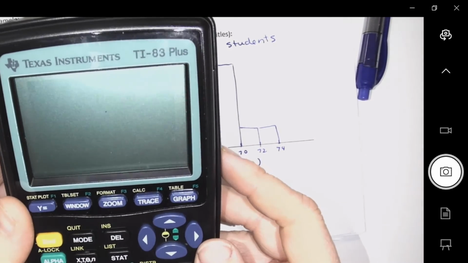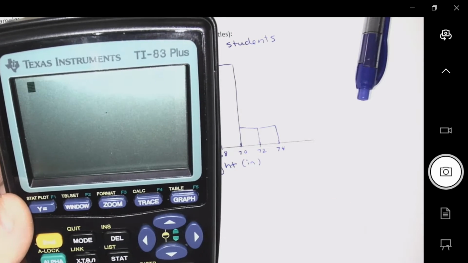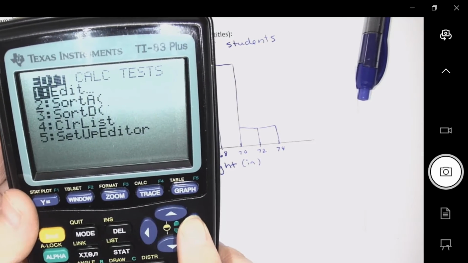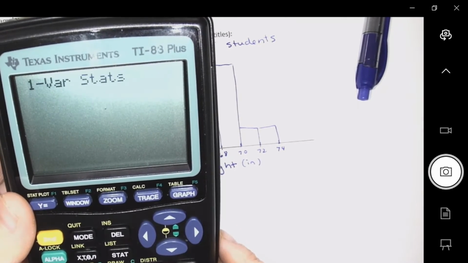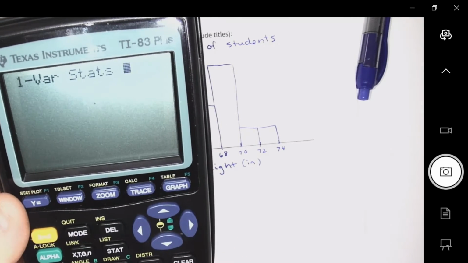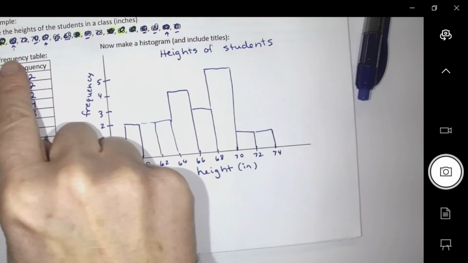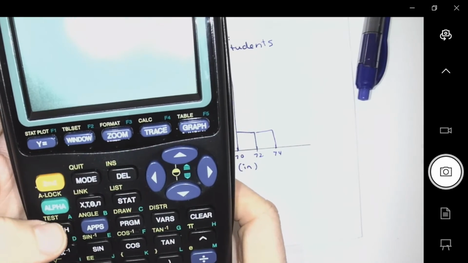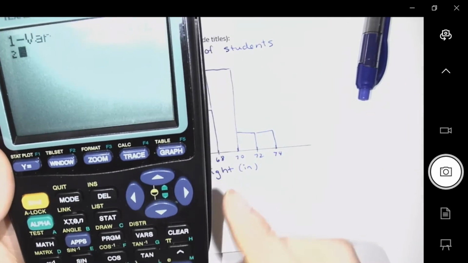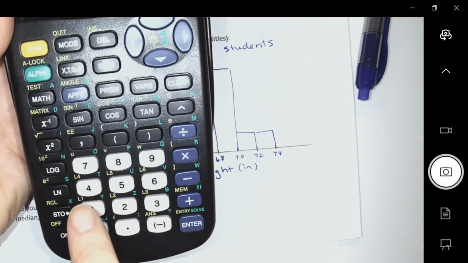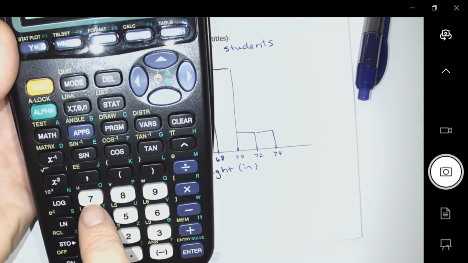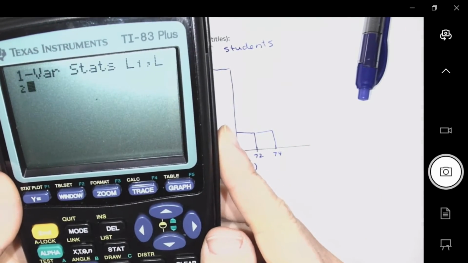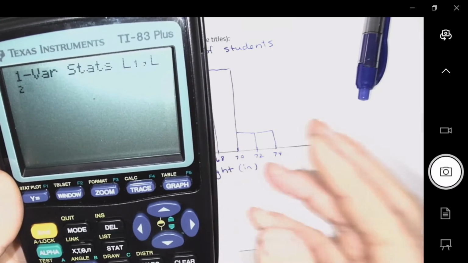I'm on my home screen. So second quit. Okay, I'm going to go stat. I'm going to calculate the one variable statistics. Now, here's what you need to do. I put them into 2 lists, so I want it to take both of them into consideration. So I'm going to go L1, comma, L2. So here's your L1. You have to go yellow 1. Do you see the comma button is above the 7? So you need L1, comma, L2. So it's taking the statistics of both.